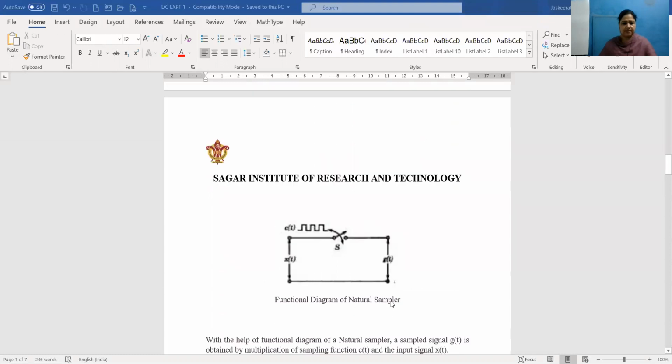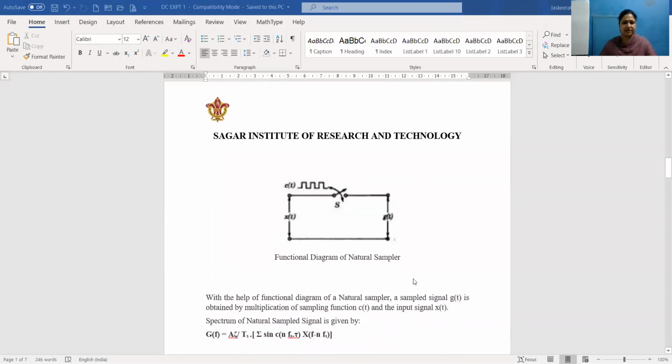Now, this is the practical circuit for generating a natural sample signal. Here we can see the input. The input is message signal. This is a switch which is operated by a clock pulse, which is given as the carrier signal of time period Ts, and gt is the natural sample signal.